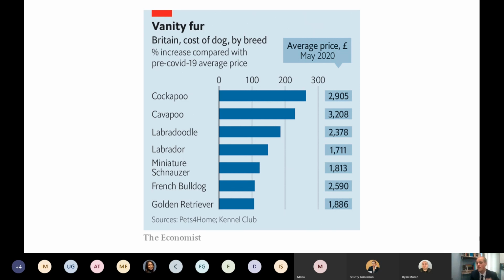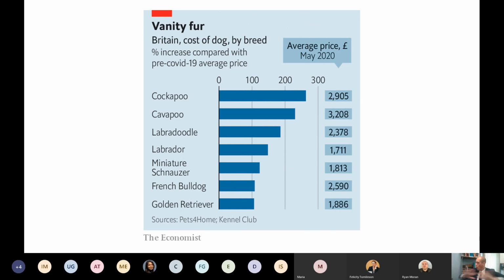So some of the most popular breeds during lockdown have been the Cockapoo and the Cavapoo and the Labradoodle, these designer hybrids almost of dogs. What we can see with the Cockapoo is that the price of an individual Cockapoo puppy has increased by around 260% since before the lockdown was initiated.